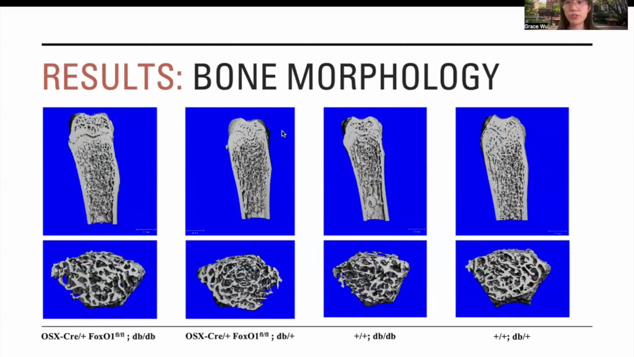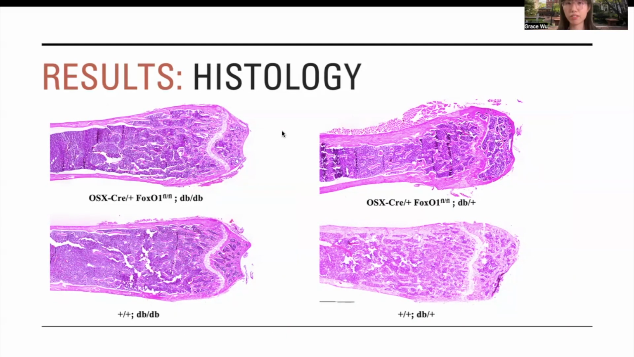This pattern is further supported by the 3D reconstruction of the femur. Diabetic mice exhibit markedly reduced trabecular bone density, especially in the midshaft region, whereas the FOXO1 conditional knockout restores trabecular bone density to levels comparable to the wild-type control group.